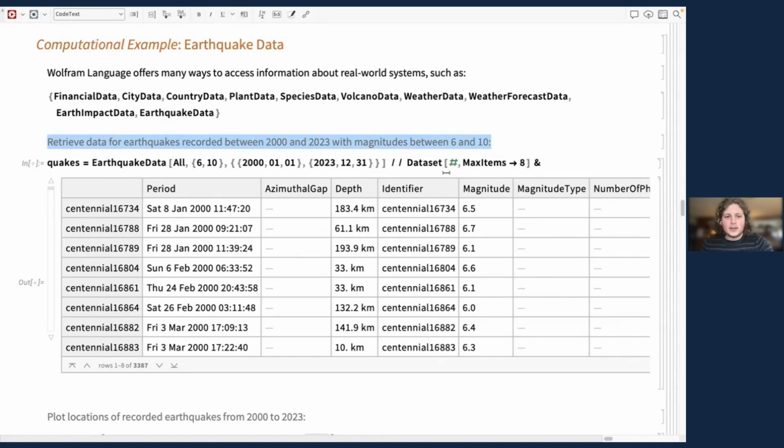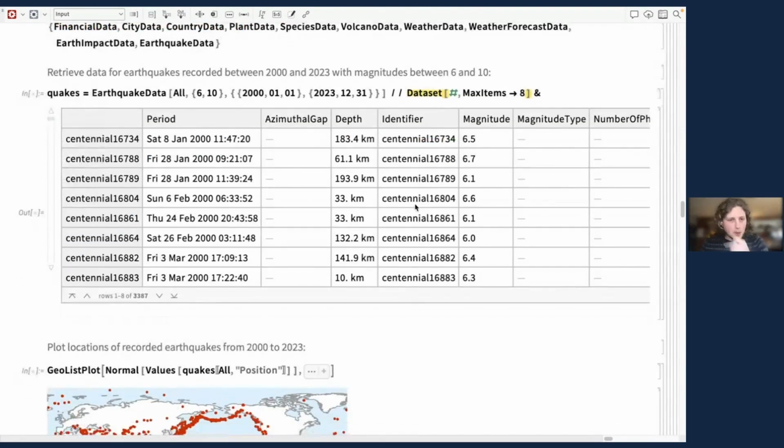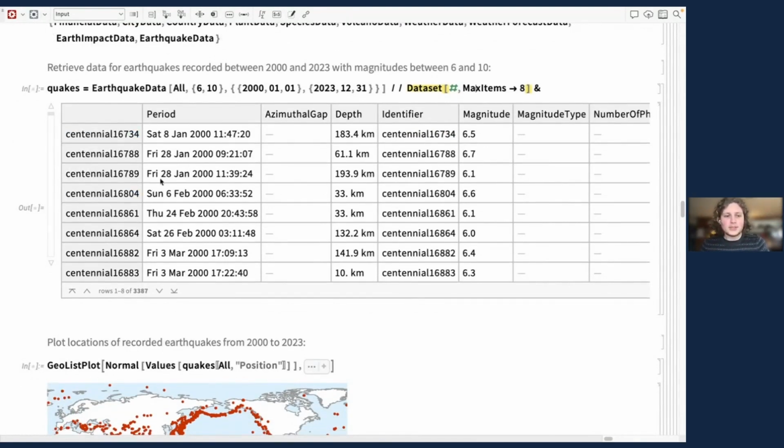So here, in this case, I'm saying I'd like to retrieve data for recorded earthquakes between 2000 and 2023 with Richter magnitudes between 6 and 10. So I've got this table that contains all of this information, and I'm not going to recompute this because it's going to take a little while. But you can see that we have 3,387 observations of individual earthquakes.